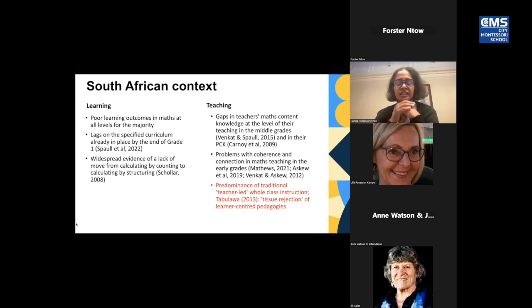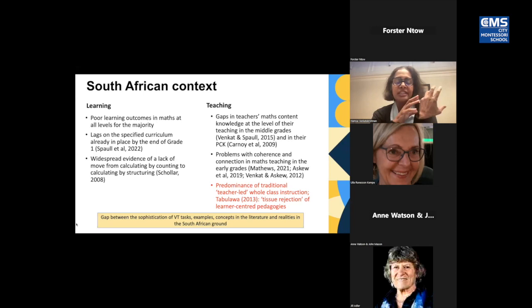But fundamentally, for me, what I was seeing in this work was that there was a gap between the sophistication of the variation theory tasks, examples and concepts that I was reading about in the literature and the realities of working on the South African ground.